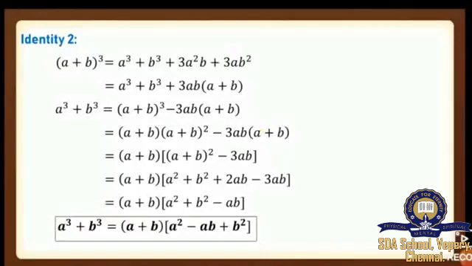If you observe these two terms, you have a plus b as common. So again taking a plus b commonly outside, the leftover terms will be a plus b the whole square minus 3ab. Now here you need to apply the identity for a plus b the whole square, which is a square plus b square plus 2ab. If you solve 2ab minus 3ab, you will get minus ab. So the identity is a cube plus b cube equals a plus b into a square minus ab plus b square.